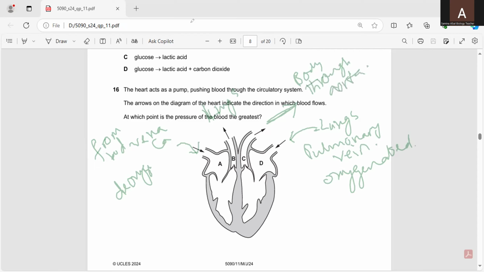So the answer is C. The pressure of the blood will be greatest at point C, because from point C the blood is going towards the body through the aorta. The blood has to cover a long distance and be distributed to all parts of the body. Oxygenated blood has to be distributed to all parts of the body. So the pressure will be high at this point, because in this way the distribution will be very easy. So the answer is C.